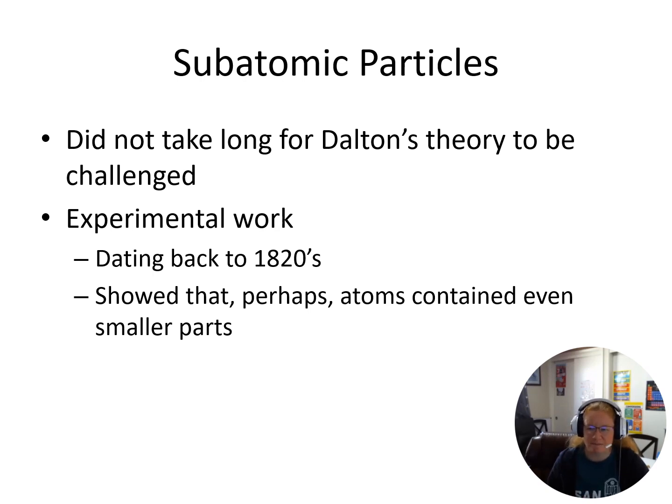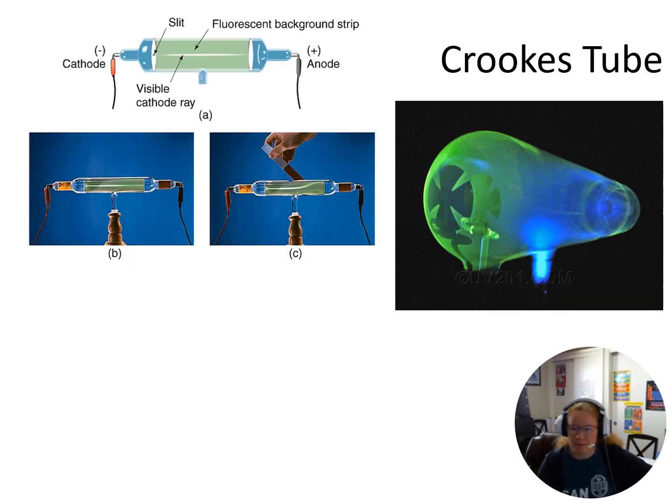When we look at our atom, we started off with an atom being just a sphere. But these experiments started to show that maybe inside those atoms there might actually be some smaller parts. One of the first experiments was the Crookes tube, also known as a cathode ray tube.